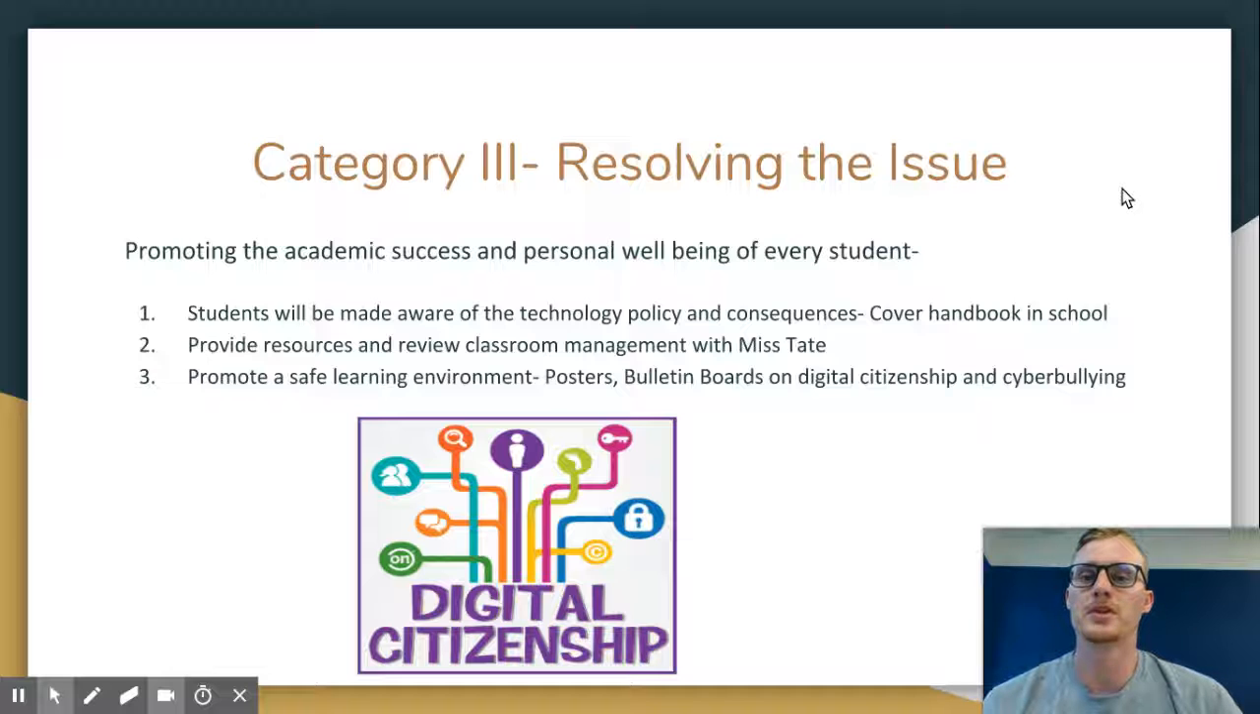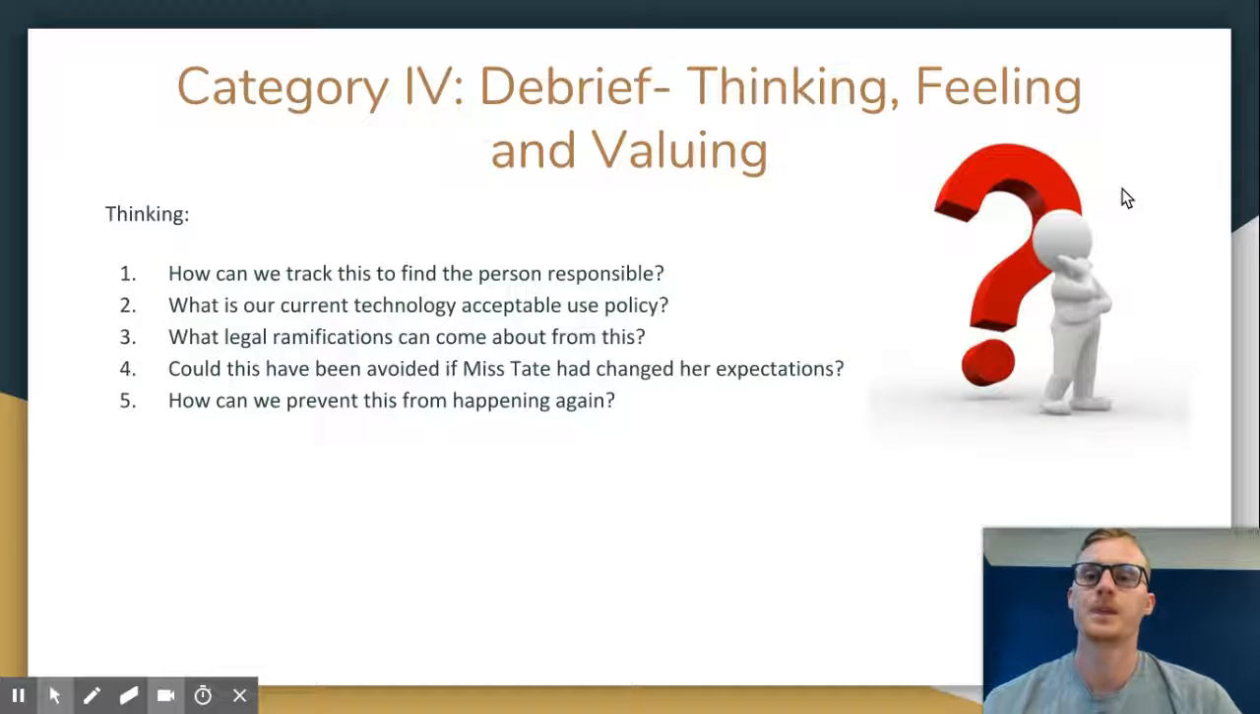And then number 3, promote a safe learning environment. So I said talk about posting posters or bulletin boards on digital citizenship and cyberbullying and some ways that technology is acceptable to use and some ways that it might not be. Just providing students with those resources throughout the school.